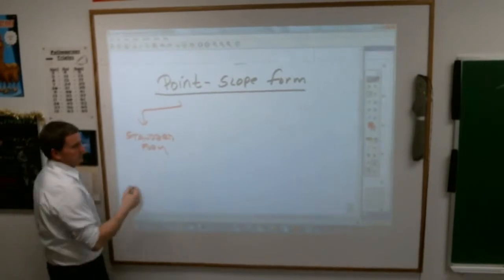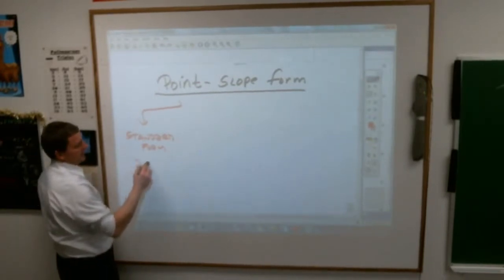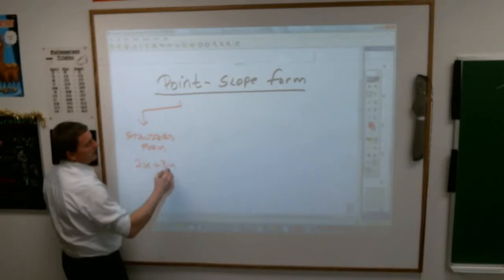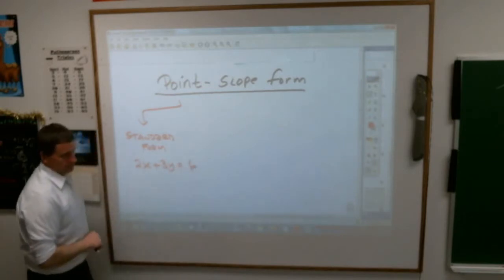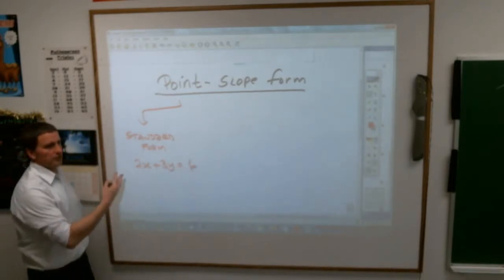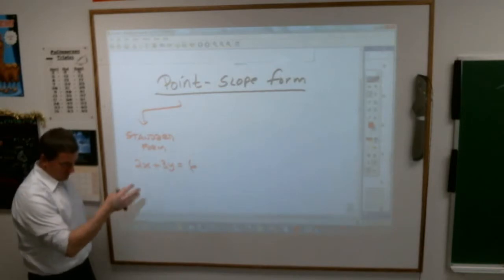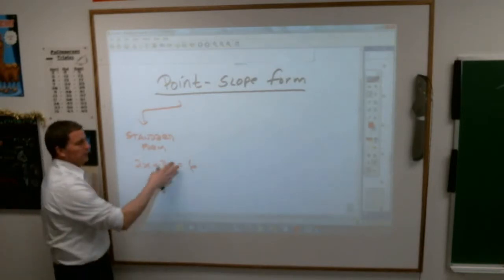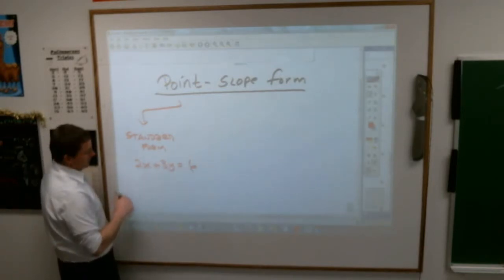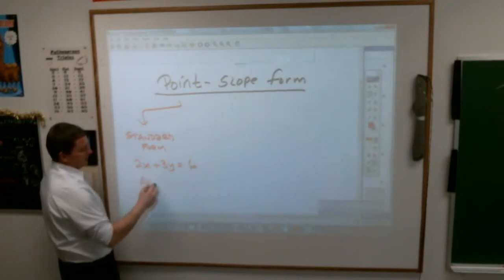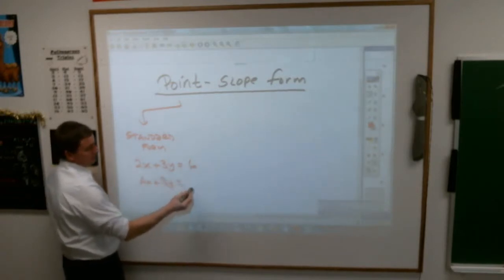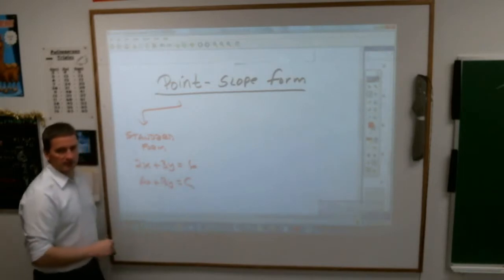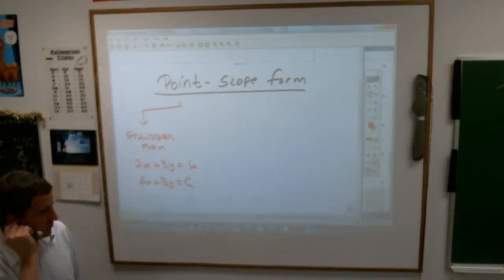Which is what? Remember when we had like 2x plus 3y equals 6? Remember that? You solve a standard form by x and y intercepts, cover up one, see where it crosses. I'm trying to think what it is. Is it Ax plus By equals C?